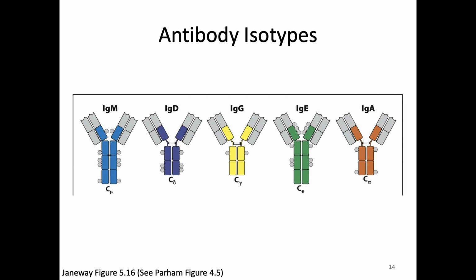Those 5 are listed here. One of them is called M, and an antibody that uses the M constant region will be called IgM, Immunoglobulin M. One of them is D, one of them is G, one of them is E, one of them is A. You will notice here that we've got colors for the heavy chain constant region. The light chain's not involved. The light chain constant region is a whole other thing that we don't really care that much about except for in one place later.